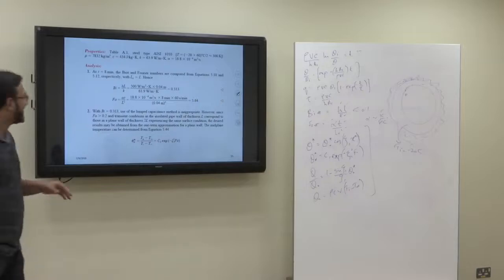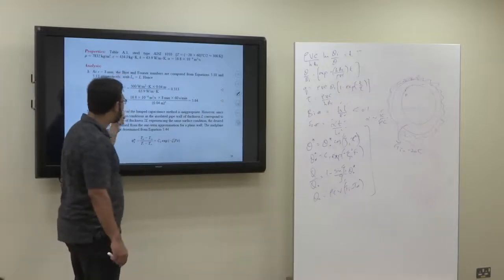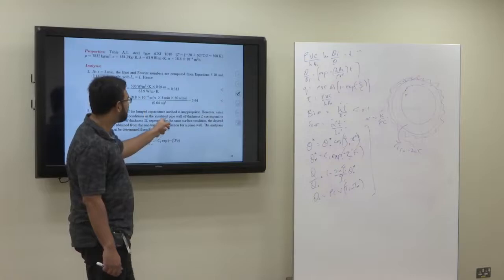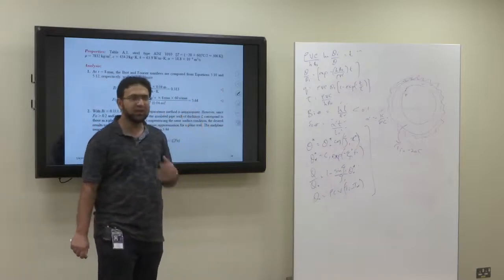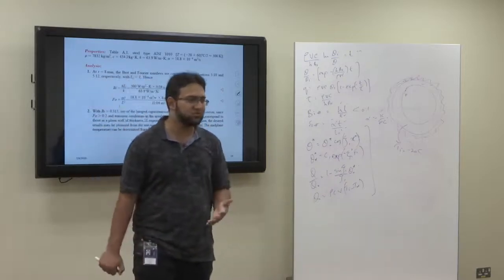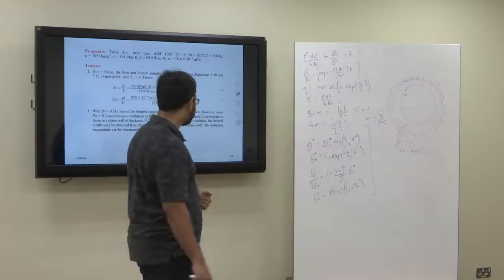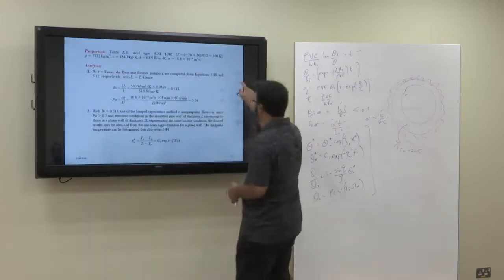Is it okay? So the Fourier number, once we did the calculation, it comes out to be 5.64. Anyways, we determined the Fourier number, we determined the Biot number. Okay. That was the first part. Now what's the second part?